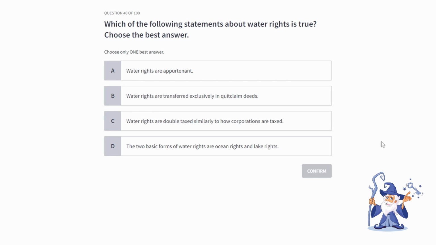Which of the following statements about water rights is true? Choose the best answer. Gives us four options. A, water rights are pertinent. B, water rights are transferred exclusively in quitclaim deeds. C, water rights are double taxed similarly to how corporations are taxed. And then D, the two basic forms of water rights are ocean rights and lake rights. So take a moment and think that one over and come with your answer.